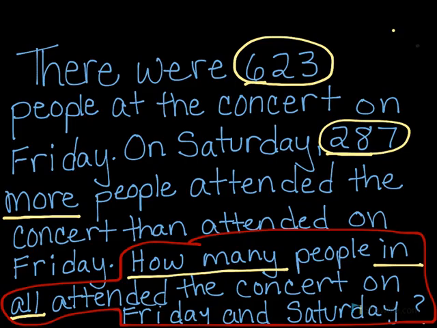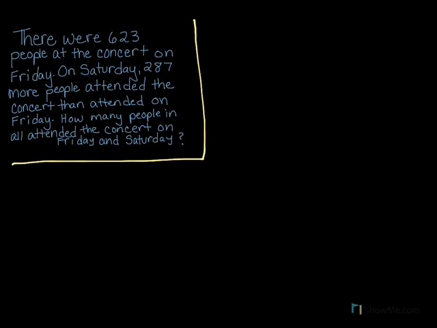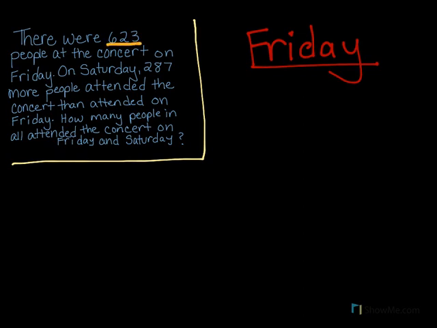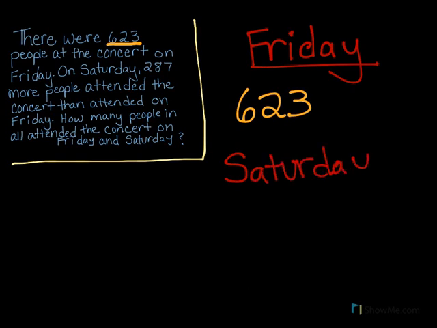So let's start by looking at Friday. From the problem, I know that on Friday we had 623 people. On Saturday, let's look at Saturday. On Saturday, 287 more people. Okay, so this looks like a two-step problem.